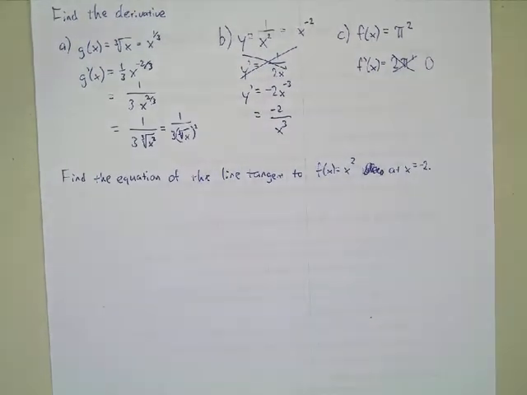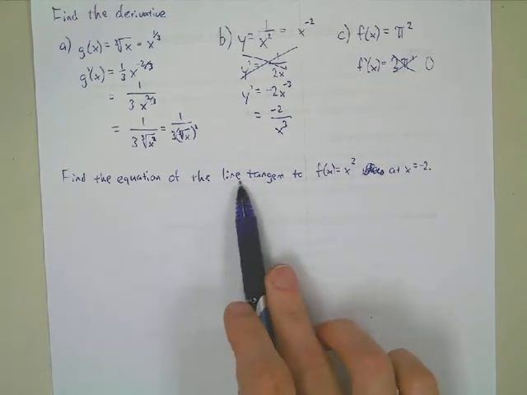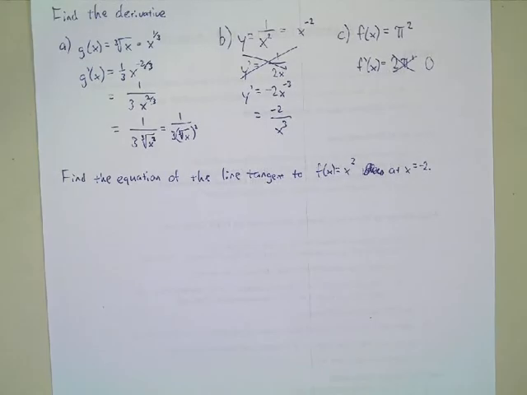Do you want to do this on your own, or do you want to do it together? Together? All right, together it is. So what are we being asked to do? Find the equation of the line tangent to f. So to write the equation of a line, what two pieces of information do we need? A point and a slope.